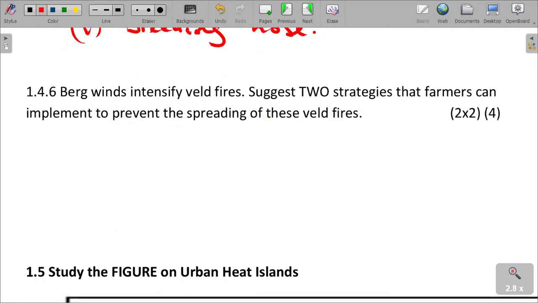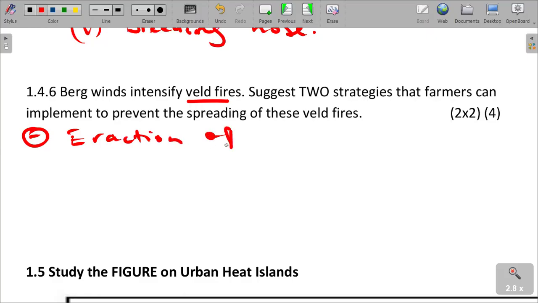And then question 1.6, it says, beige winds intensify veld fires. There are higher chances of veld fires that can also be caused because of beige winds. Suggest two strategies that farmers can implement to prevent the spreading of veld fires. When fires just form, we say runaway fires. This can be prevented by erection of fire guards.